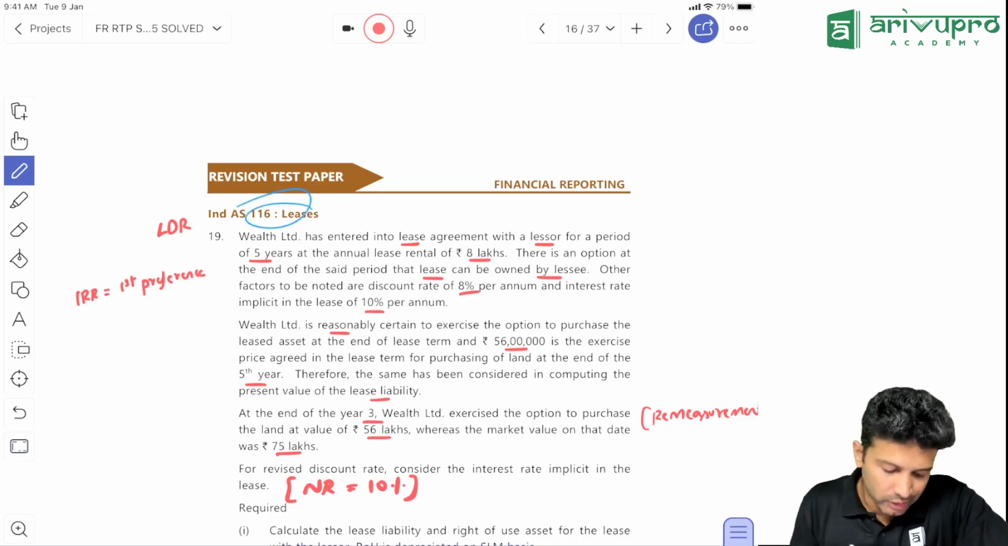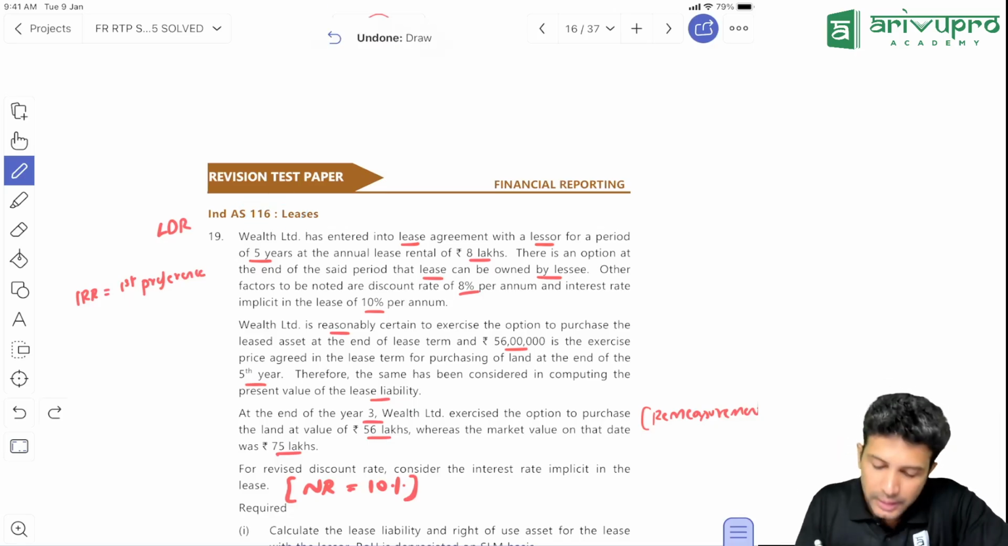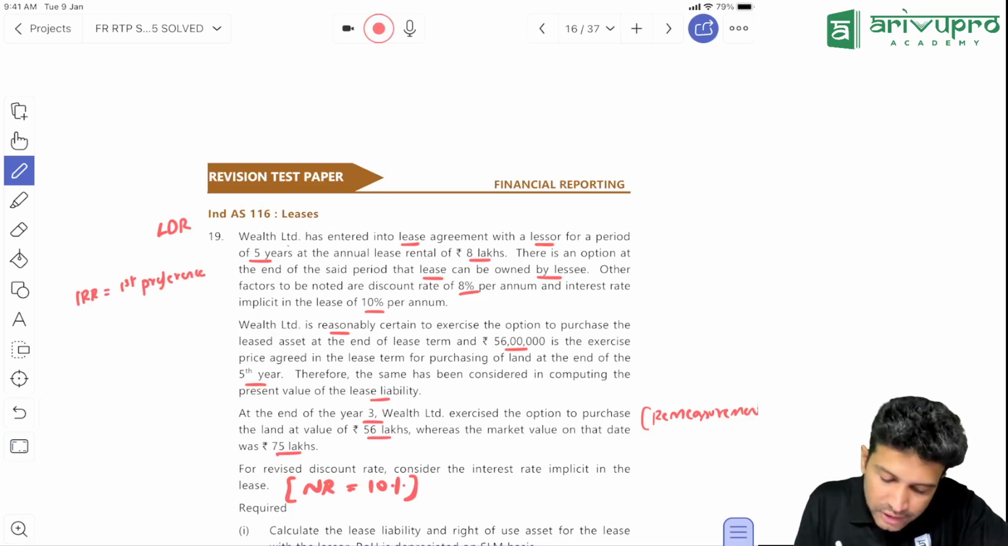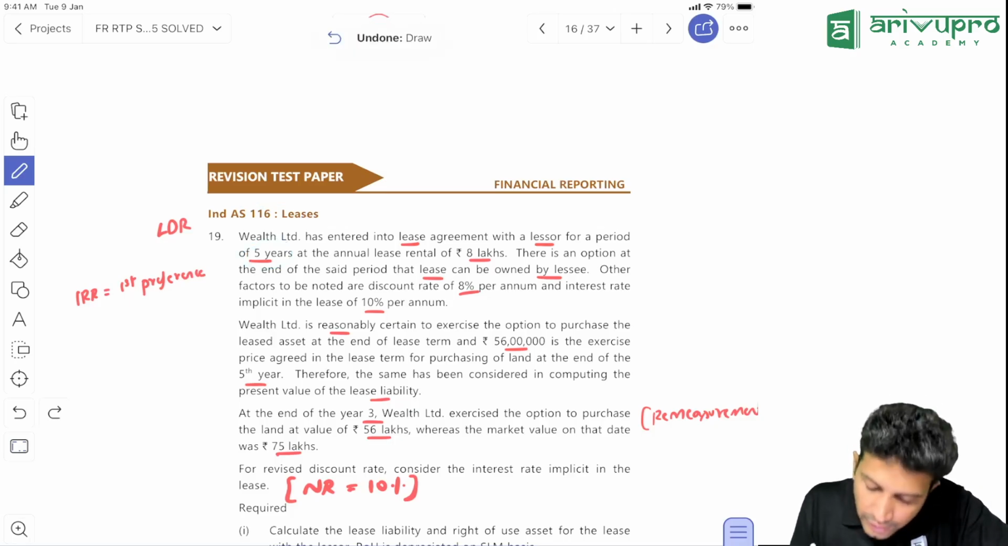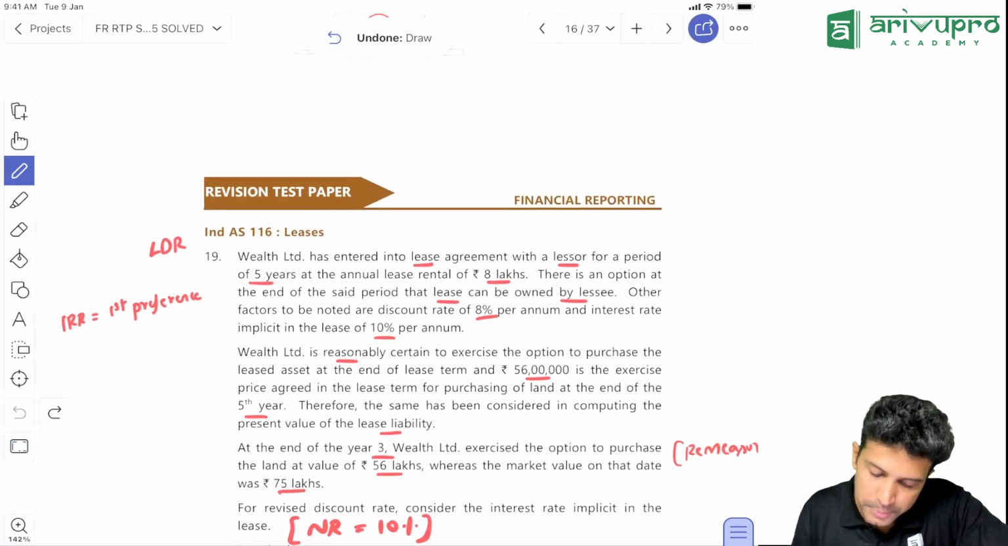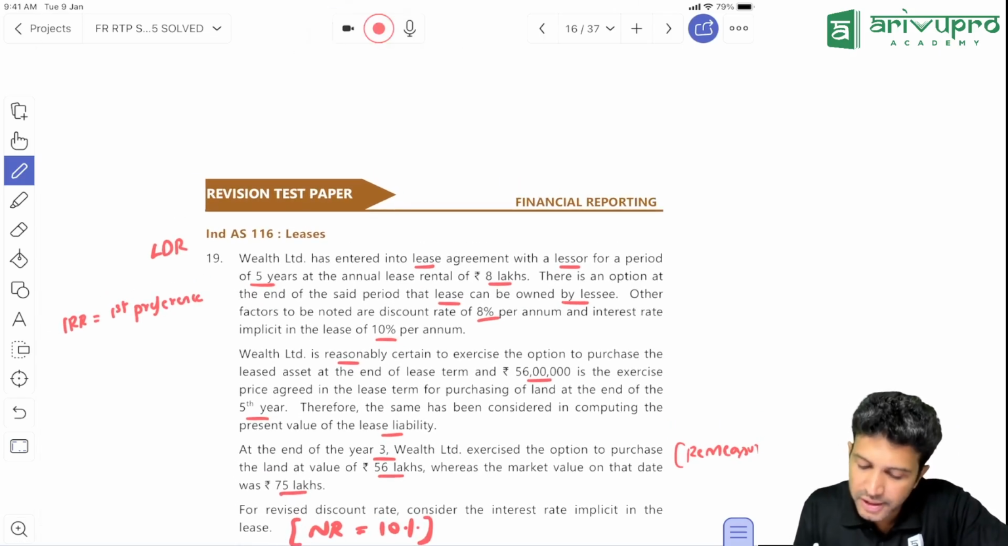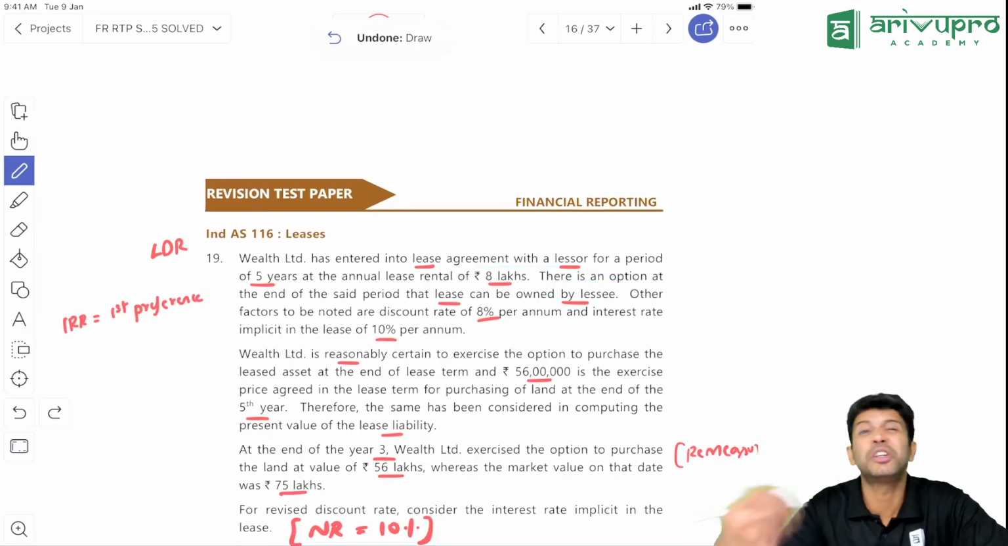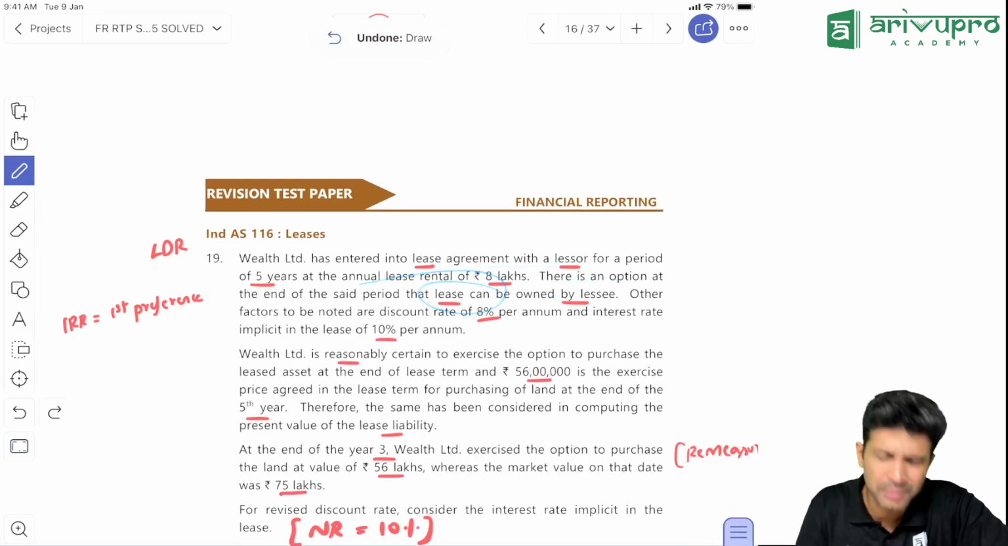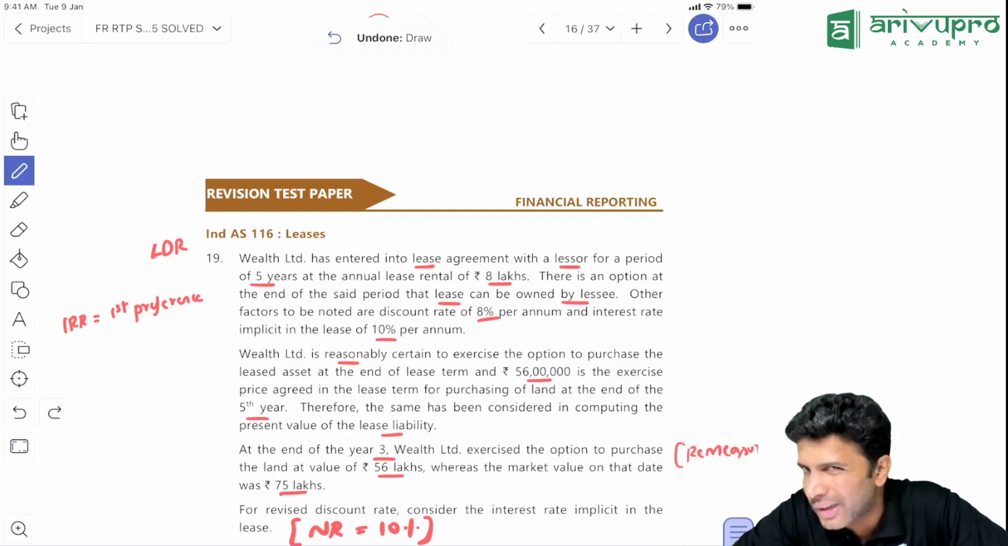Now there's a question on leases. Wealth Limited, one company, they've entered into a lease with a lessor for 5 years. Annual lease rental is 8 lakh. There is an option at the end of the set period that the lease can be owned by the lessee. There's an option to purchase.